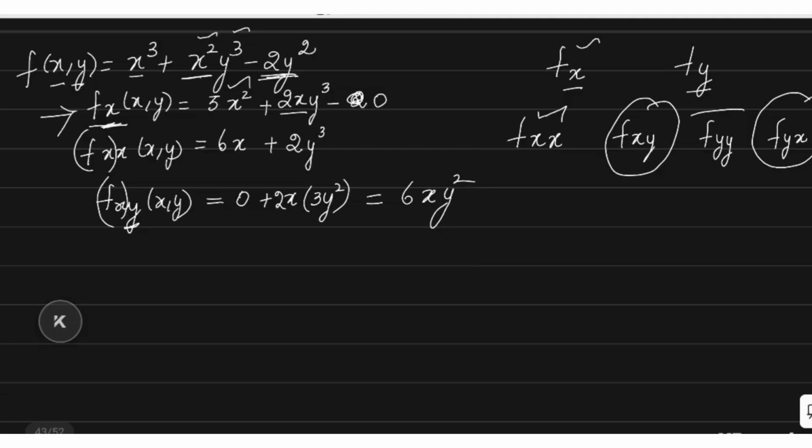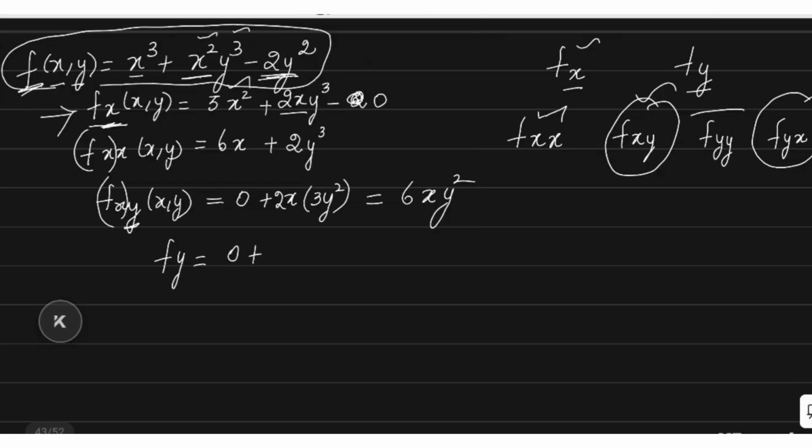So this is also over. Next we have to find what is fy. We have to differentiate this function with respect to y. First term is x cube. We're differentiating with respect to y. x cube is a constant. Differentiation of a constant is 0.